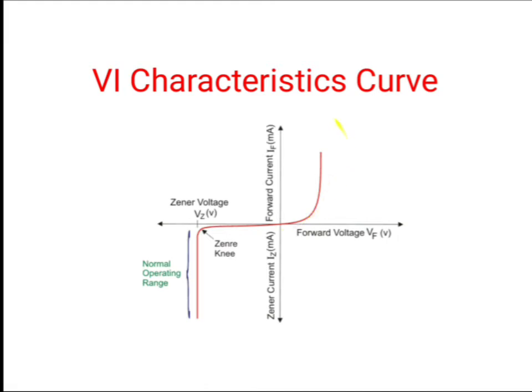Now the VI characteristics of the Zener diode. The PN junction in forward bias follows a similar way. In reverse bias, you can see the knee voltage or Zener voltage, after which the voltage stays constant. A small change in voltage can't be seen, so it tries to stabilize it.